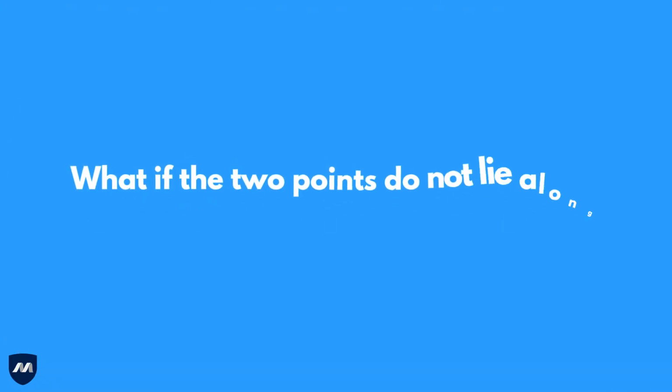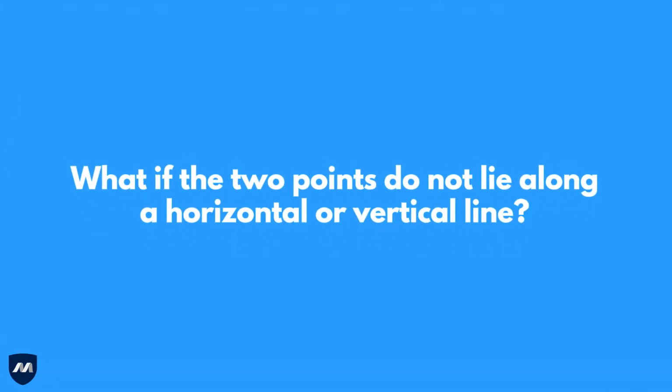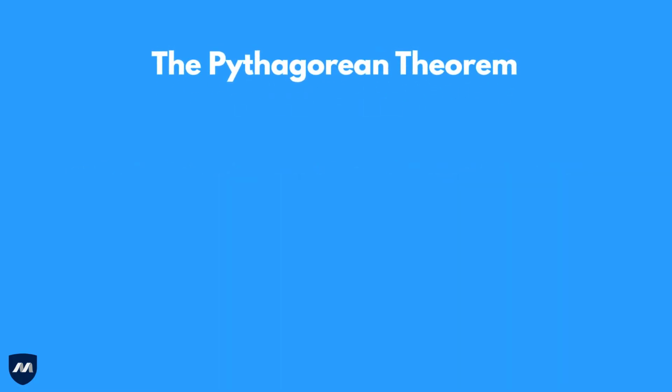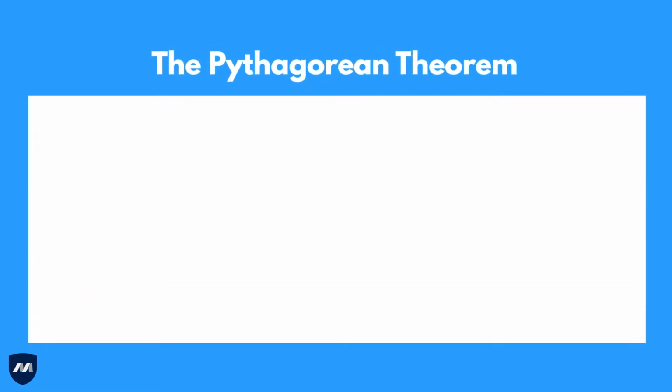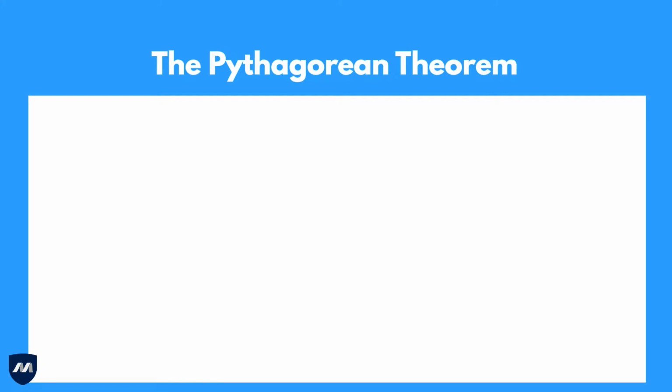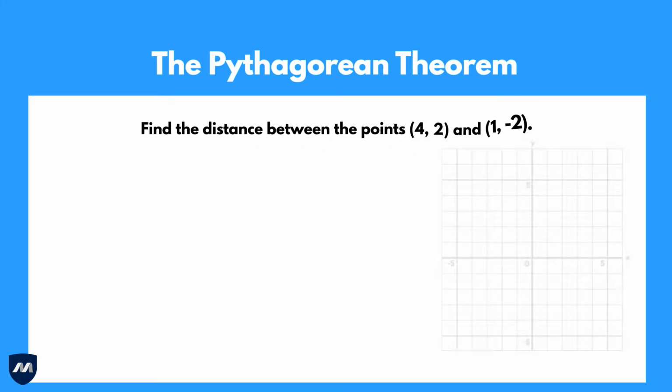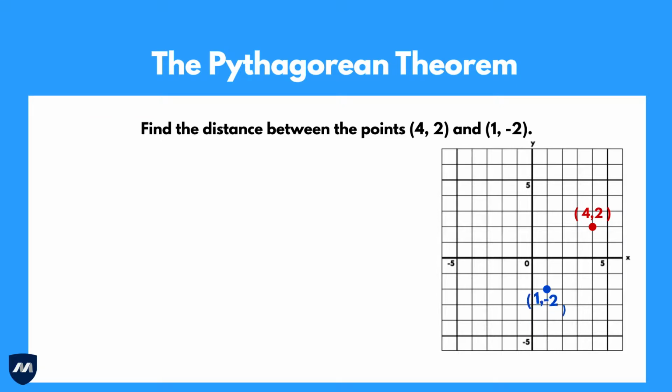What if the 2 points do not lie along a horizontal or vertical line? The Pythagorean theorem is used to determine the distance between these points. Example: find the distance between the points (4, 2) and (1, -2).